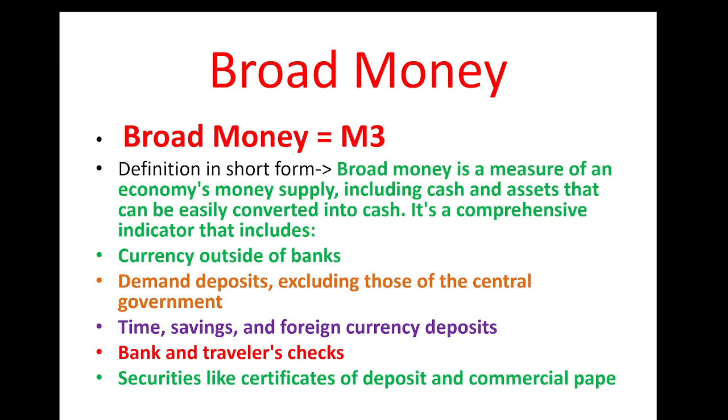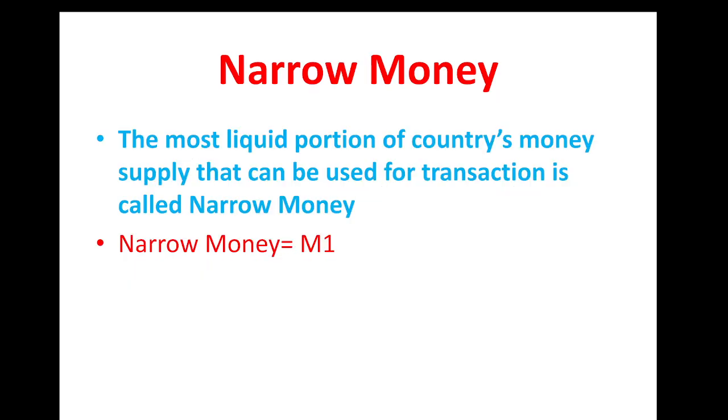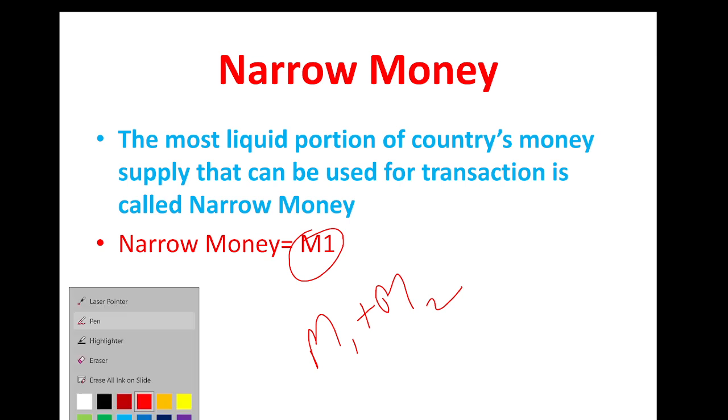Now come to the next slide. Narrow money. This is the most liquid portion of the country's money. It is called narrow money. Most liquid portion of the country's money supply that can be used for transactions. Narrow money, the narrowest money, is called M1. Some books have given M1 plus M2 also. But the narrowest money is M1 and broad money is M3. You know earlier that broad money is M3.